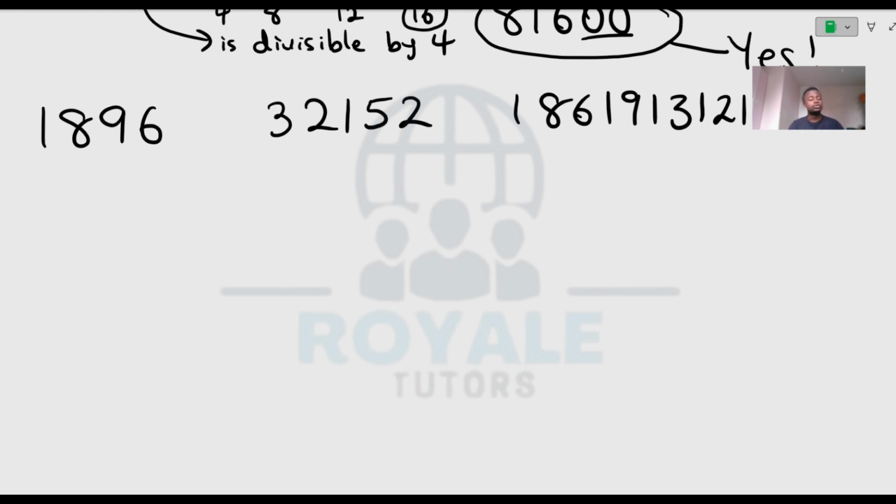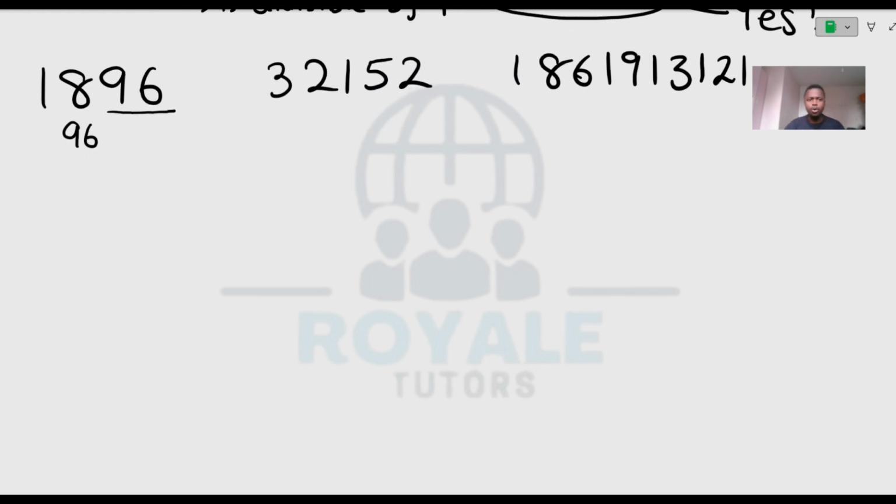All right, so let's see now. For the first question, it has 1,896. Is 1,896 divisible by 4? What we do is check the last two digits. The last two digits give us 96. So is 96 divisible by 4?